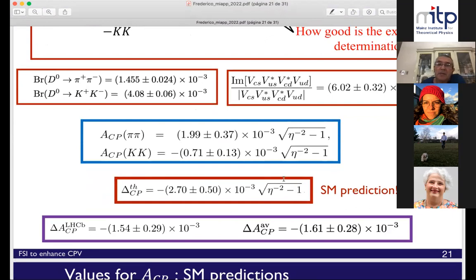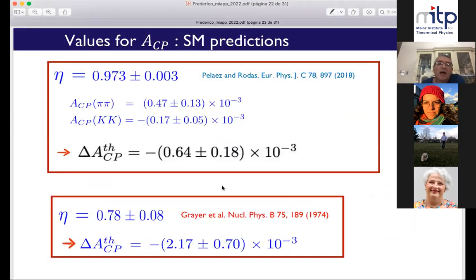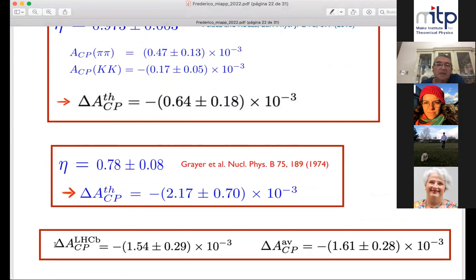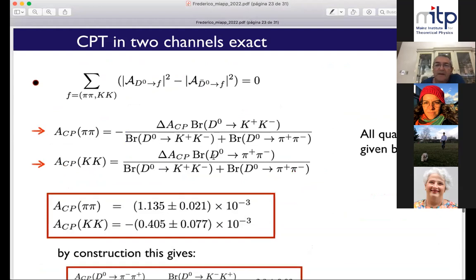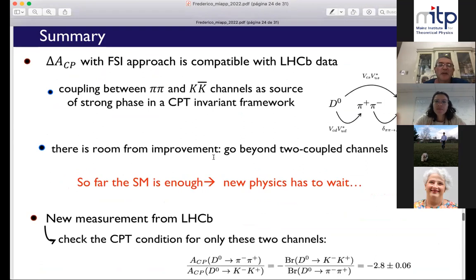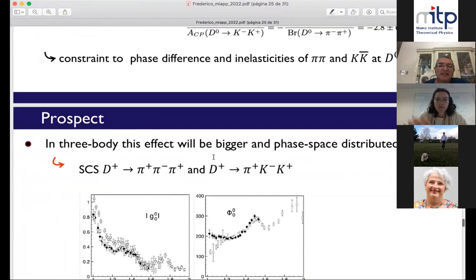So now the big question: what about this? If we use the two values, indeed we have something where the CP asymmetry, I mean, the difference, is really in between. Okay, so with that, I think I showed my main points, and I just leave you with my summary, and thank you.